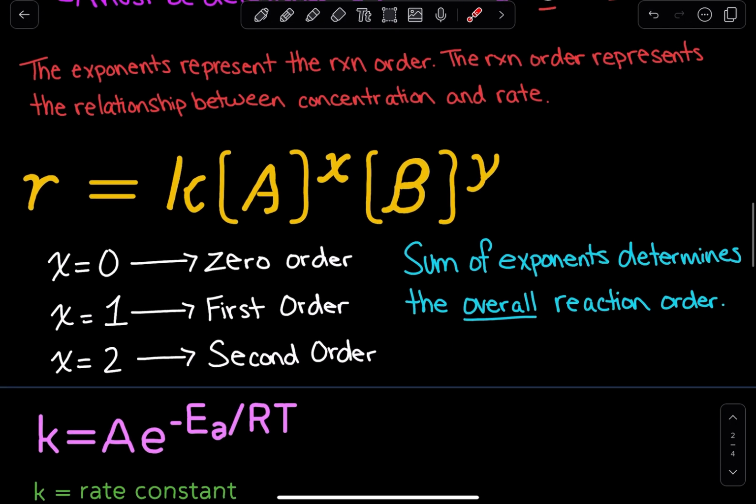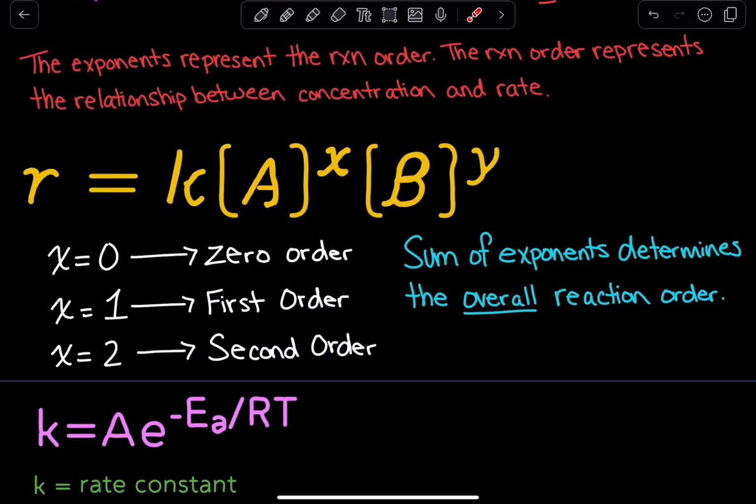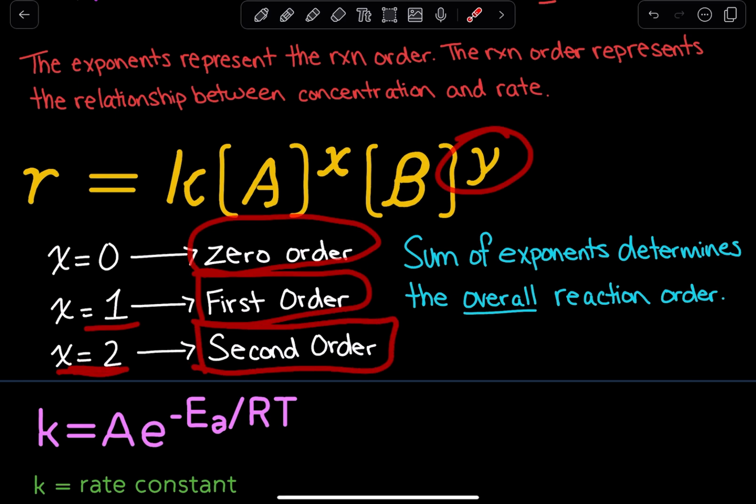Now, moving forward, as I mentioned, the exponents represent reaction orders. The three most common reaction orders that most students encounter are a zero order reaction, a first order reaction, and a second order reaction. So if my x value over here was equal to 0, I would say it's zero order. If my x was equal to 1, I would say it's first order. If my x is equal to 2, I would say it is second order. Now, this can also apply to y. If y is equal to 0, it'll be zero order. If y is equal to 1, it will be first order. If y is equal to 2, it will be second order.